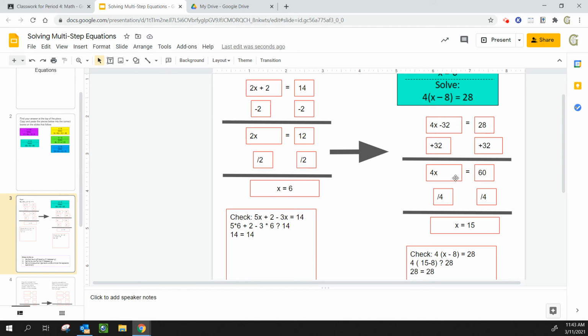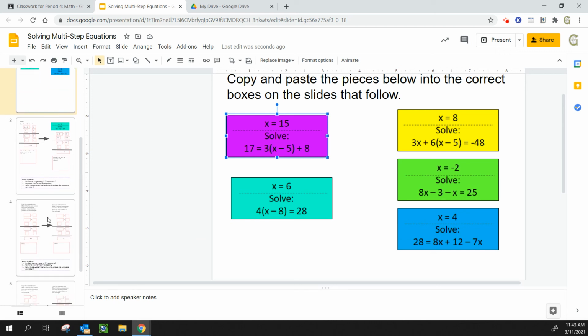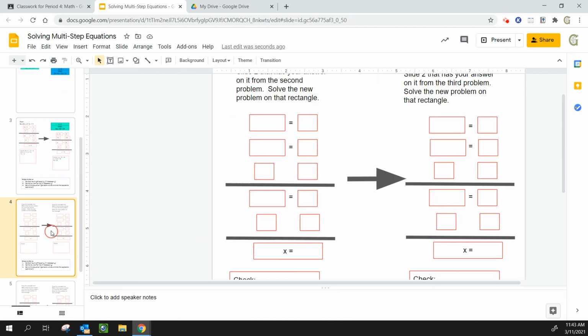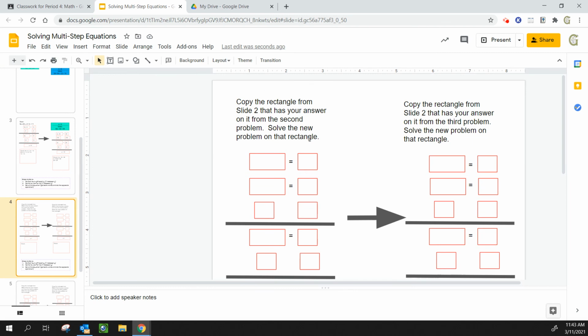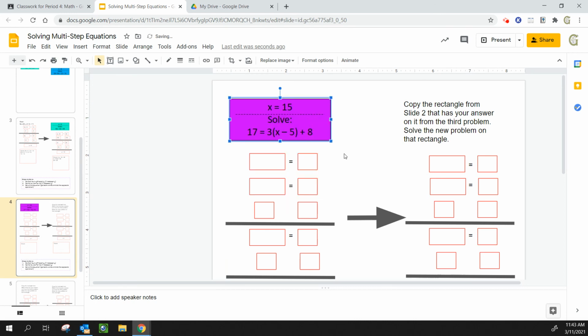Again, what I'm going to do then is use the 15 to get my next problem. If you go to slide 2 and there isn't an x equals 15, then you know, even with your check, that something was a little off in your thinking, so you need to go back and fix it. But there is an x equals 15. So again, I'm going to copy, either Control C or right click and copy, and go to slide 4. Put that problem here over the little direction-y part.